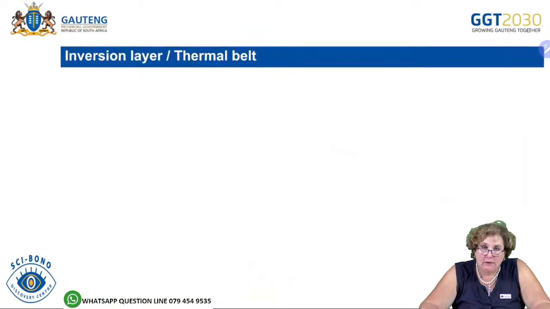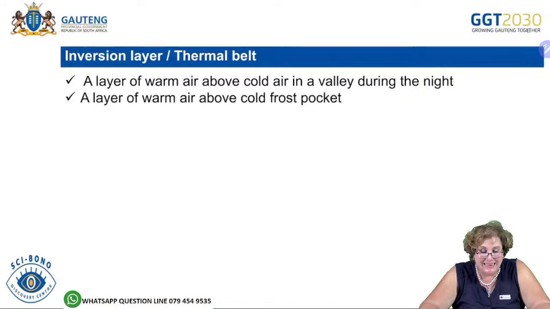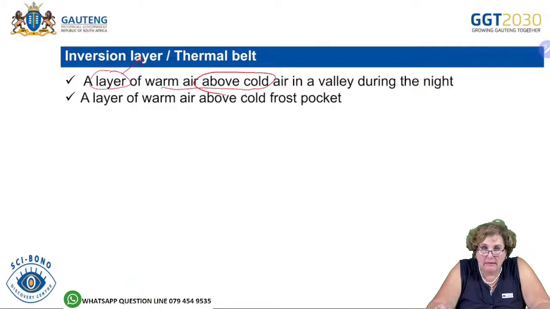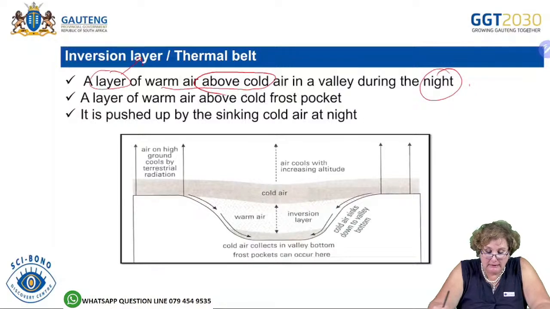Now we come to the inversion layer or the thermal belt in a valley. What is it? It's a layer of warm air above cold air in a valley during the night. A layer, like this, of warm air above the cold air. So I have cold air at the bottom, so then I eventually have this layer of warm air in a valley during the night. The layer of warm air above the cold frost pocket. It's that layer that is above the cold frost pocket. It is pushed up by the sinking cold air at night.